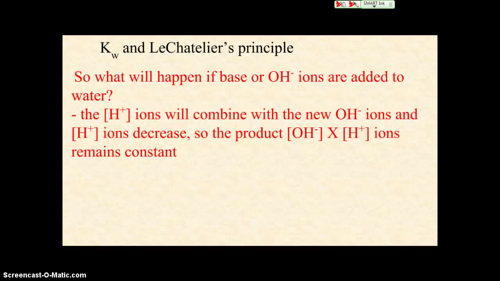And just the opposite will happen then if you added base or OH minus ions. These new OH ions would combine with H plus ions already there. So hydrogen ions would decrease while OH ions increase, and your product remains constant again.